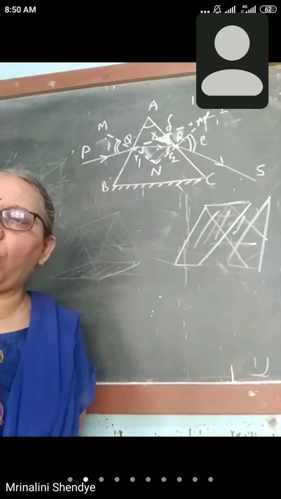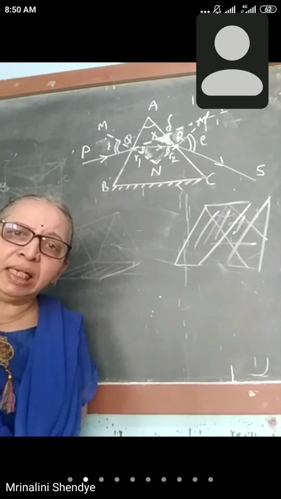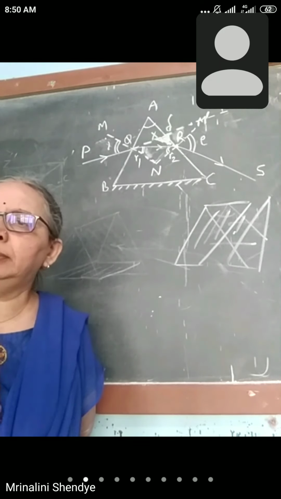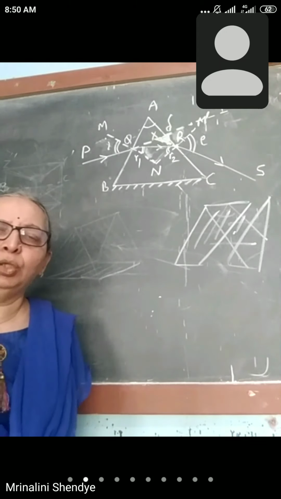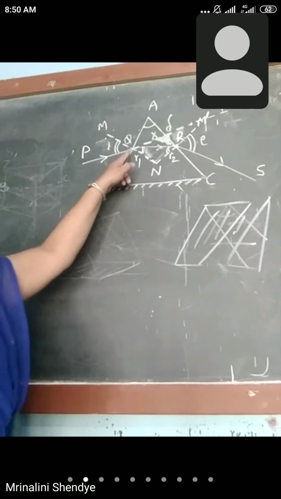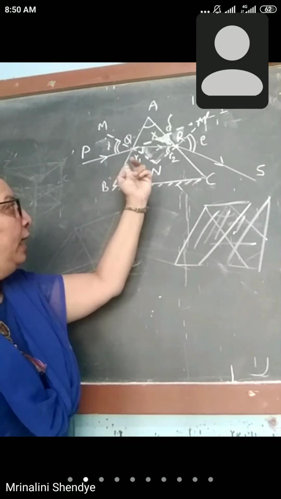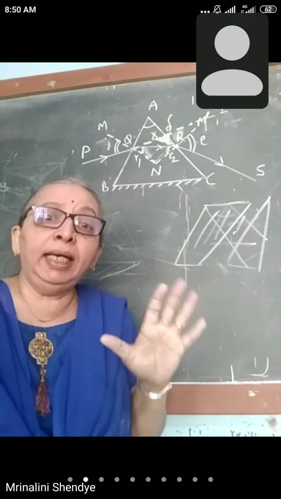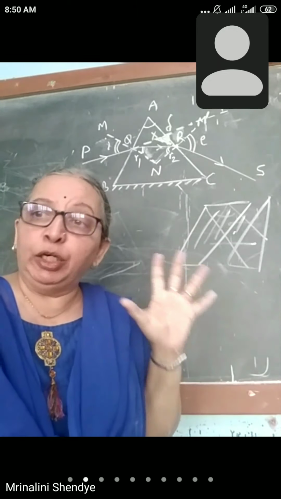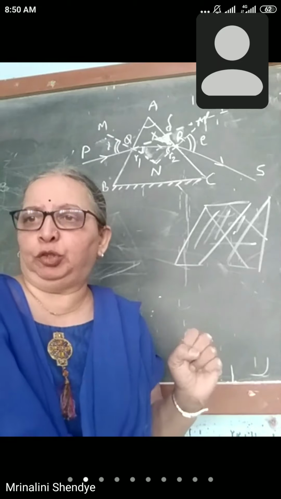Deviation means what? When it emerges out of the prism, it will change its direction. That is called deviation. So what will happen? This ray will cross the interface and enter the material of the prism. A prism is generally made up of glass, but you can make liquid prisms also.